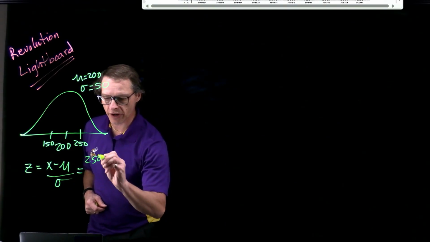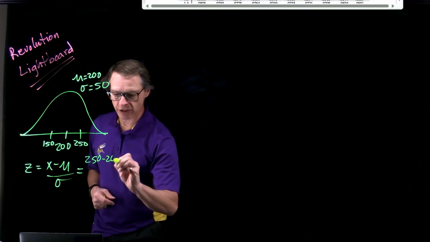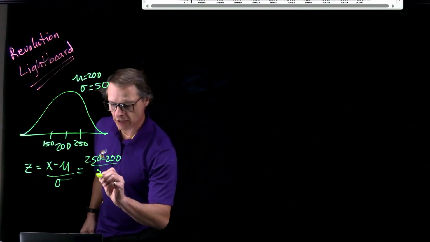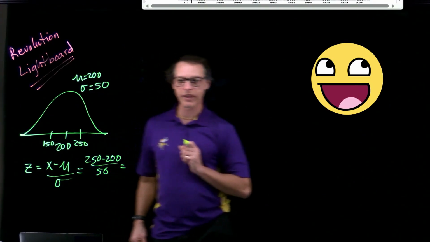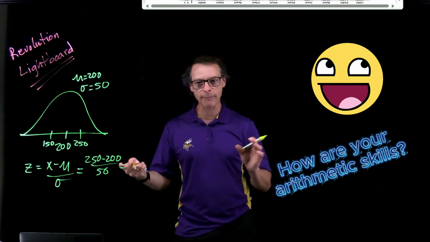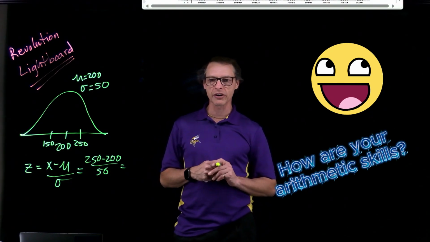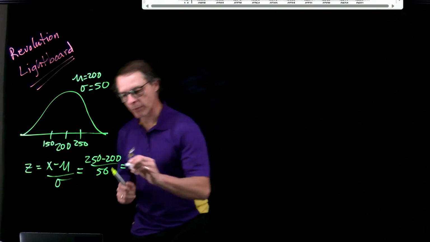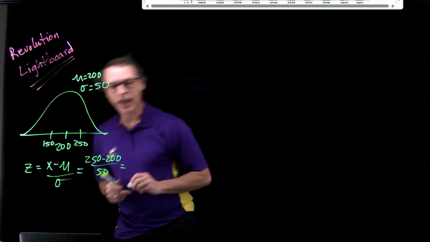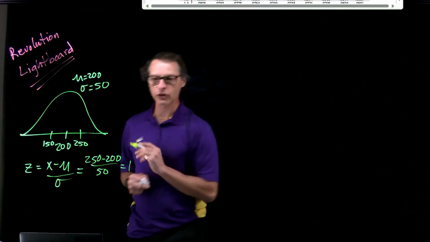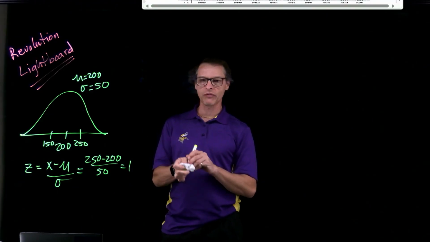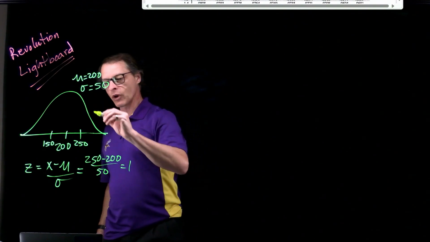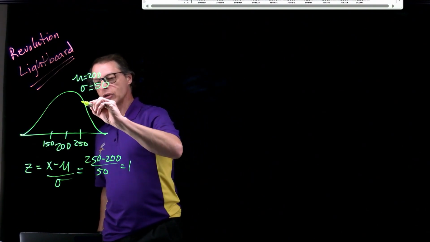So we have 250 minus mu, which is 200, all over the standard deviation, which is 50. Okay, I chose one that most of us can do in our heads, perhaps. And so 250 minus 200 is 50. 50 divided by 50. And again, not to confuse people, that isn't a 56. That's actually a 50. And so we get 1. So let's use our table to figure out what the area is that we're going to read at this spot, which is 250.